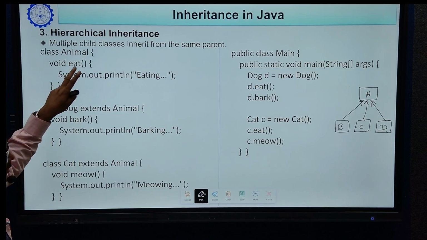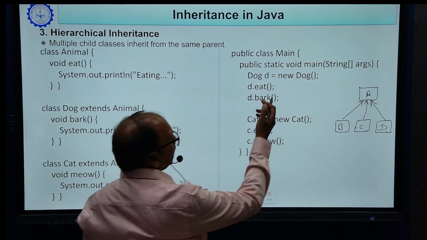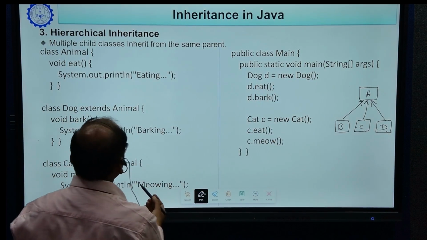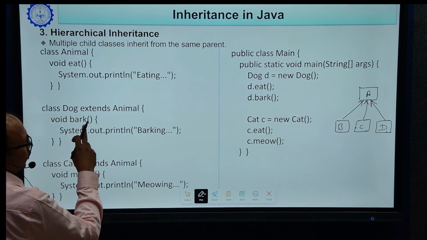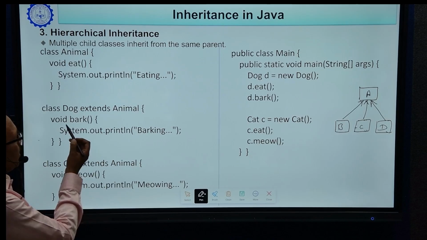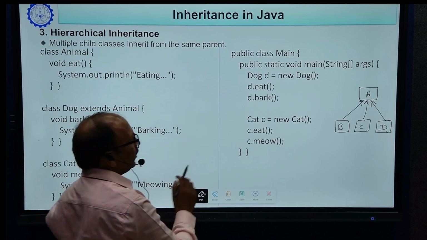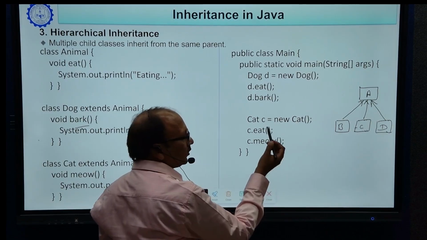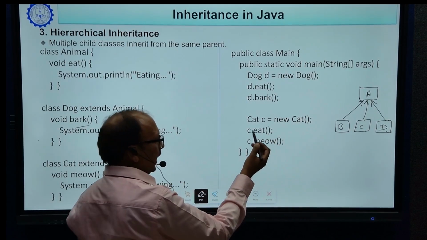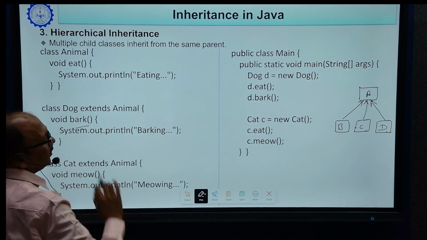The common class is the animal, that is the parent of both dog and cat, right? And when we are creating now separately, we are creating the first object of this class. So an object of this class can access the method of this class as well as the method of the parent class. When we are creating an object of the cat class, with the cat object we can access the method of the cat class as well as the method of the parent class.